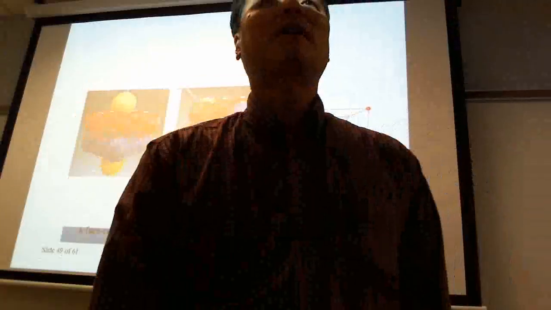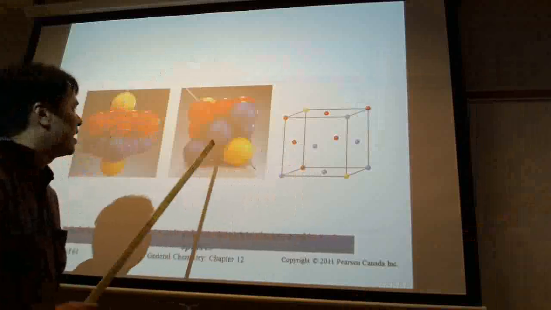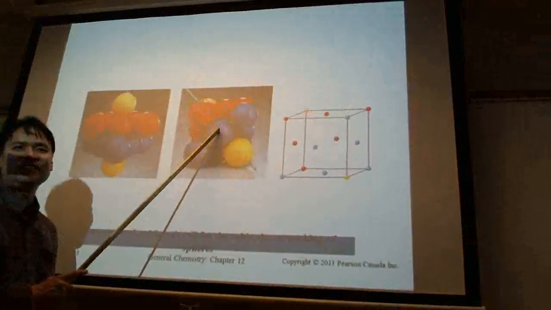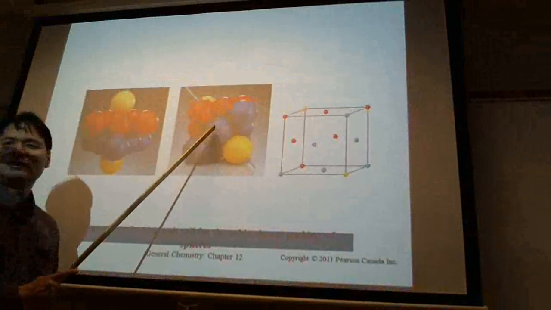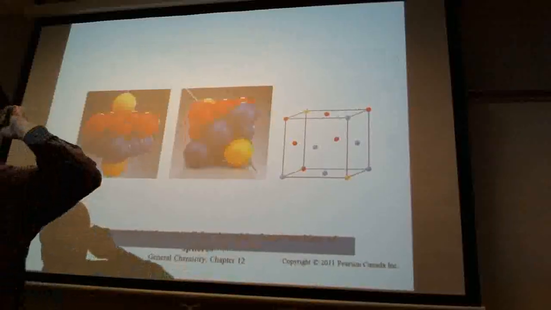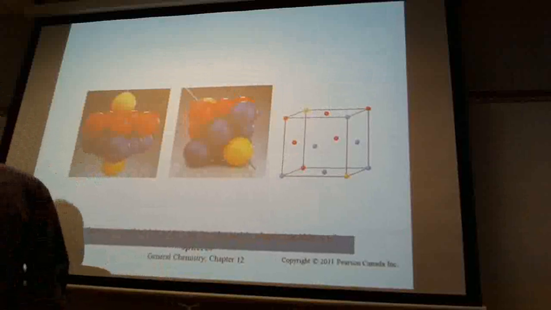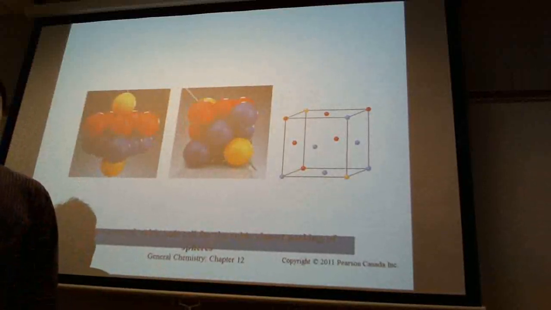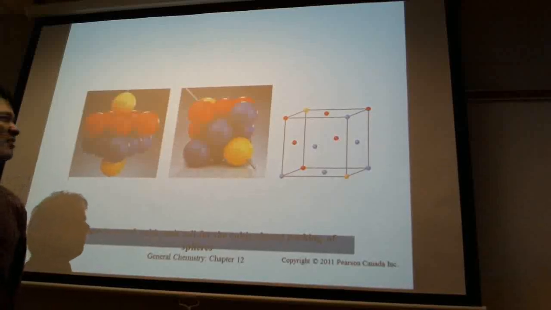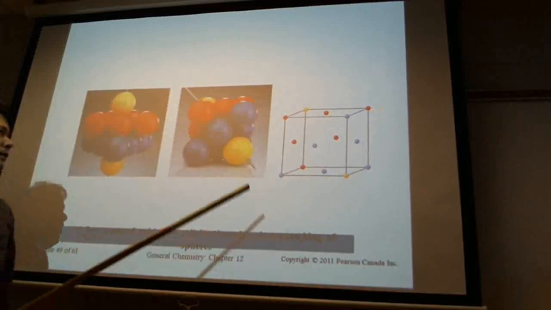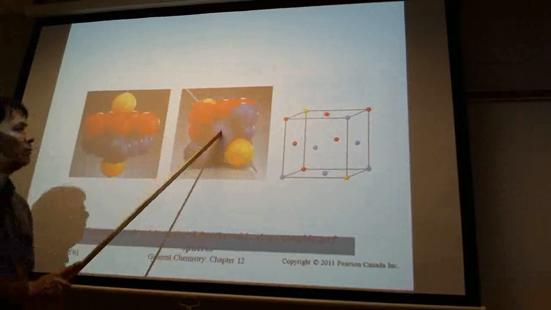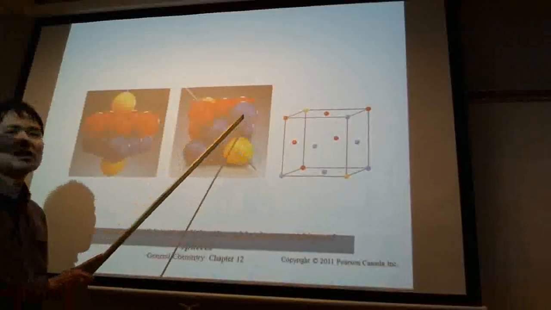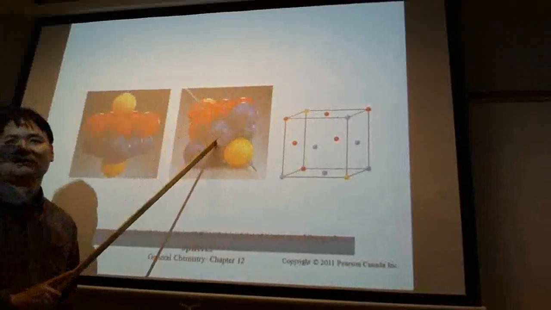What's the next type of gap? The next type of gap is in the dead center of this. Is there anything in the middle of this cube? No, the middle of the cube is empty. In the middle of the cube, that's called an octahedral hole, because it's surrounded by 6 atoms. We have an octahedral hole in the center, and you see in the center of each edge is also an octahedral hole.